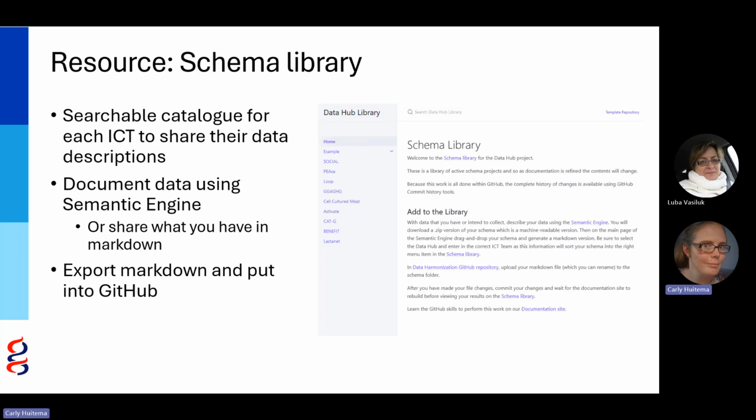So in the library, which I will be talking about after the break, the idea is to try and meet the needs of a searchable catalog of each ICT to share not their data, but their data descriptions. All of the schemas are markdown files. So we have a tool for documenting tabular data and exporting it into markdown, which makes it searchable via this website. But if the schemas already exist, don't redo work, because in genomics, there are a lot of really nicely completed schemas for genomic and metagenomic data.